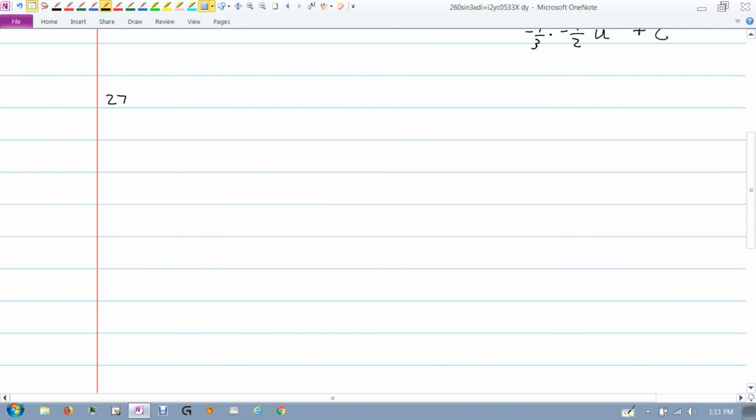27. e to the y sine 2x dx plus cosine of x times e to the 2y minus y dy equals 0.